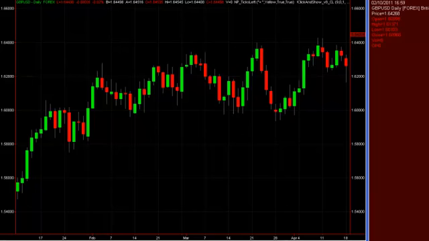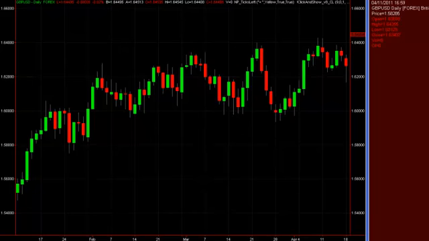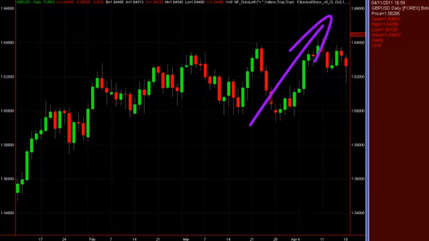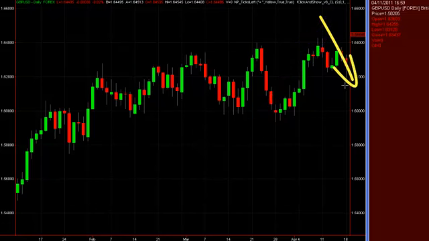Let's take a look at the right edge of this chart. It looks to me like we have an action move coming from this point up to here, and a reaction move coming down to about here. Now, how could we predict the next action move, and how might we be able to trade it?